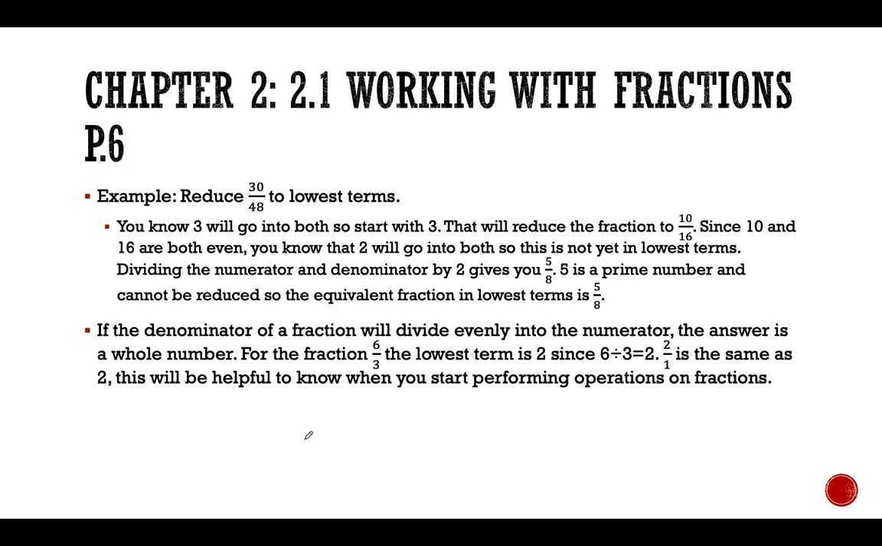If the denominator of a fraction will divide evenly into the numerator, then the answer is going to be a whole number. For the fraction 6 over 3, the lowest term is the whole number 2, since 6 divided by 3 is 2. Another way to write a whole number is to put the whole number over 1. 2 over 1 is the same as 2. And this is going to be very helpful to know when you start performing operations on fractions.